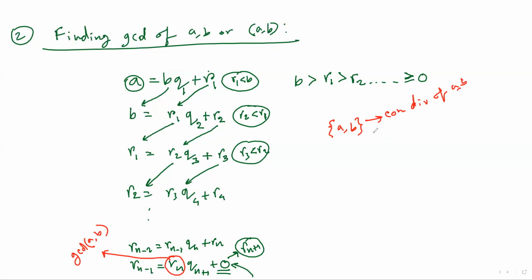Now, the common divisor of A and B, according to the theorem we mentioned on the last page, should be equal to the common divisor of B and R1. And from this equation, of course, the common divisor of B and R1 should be the common divisor of R1 and R2. You can keep going like this. The common divisor of R1 and R2 should be the common divisor of R2 and R3. And finally, they are all going to be equal, and at some point you are going to get Rn minus 1, Rn.